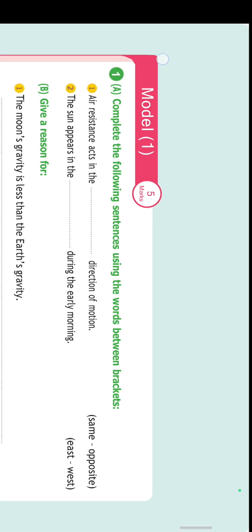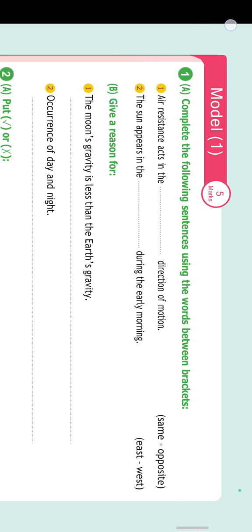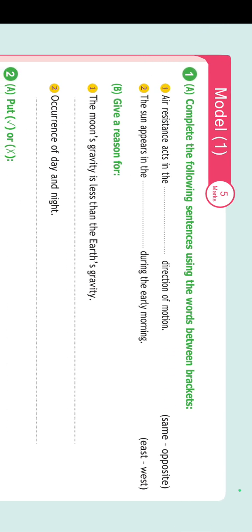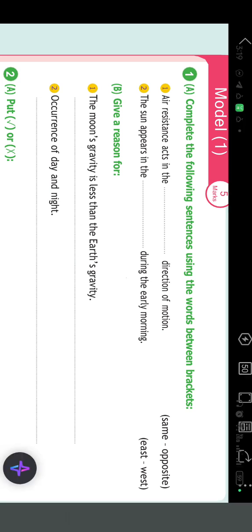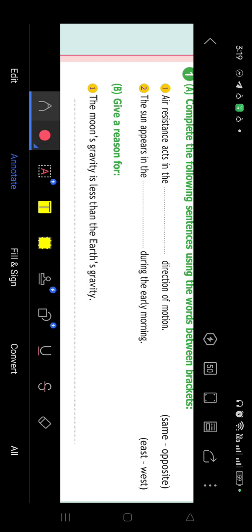A resistance acts on in the same direction of motion. As you remember, friction is a type of resistance, right? And we can say it opposes the motion. The friction opposes the motion, so it's in the opposite direction of the motion. Number 2, the sun appears in the... Take care, it appears. How it looks in the sky. Yes, it's towards the east, of course. Super.